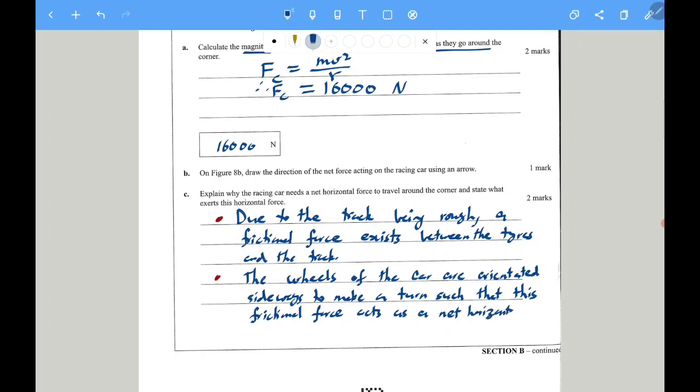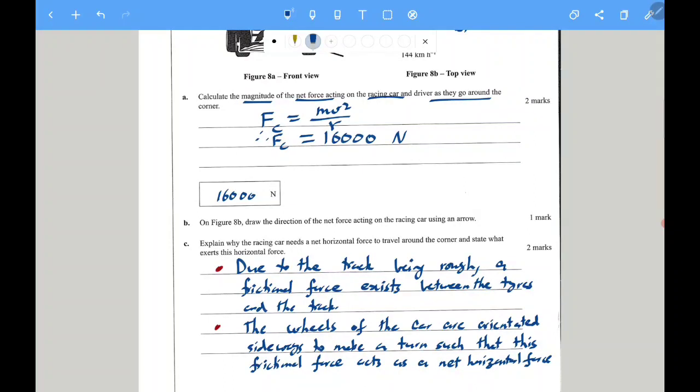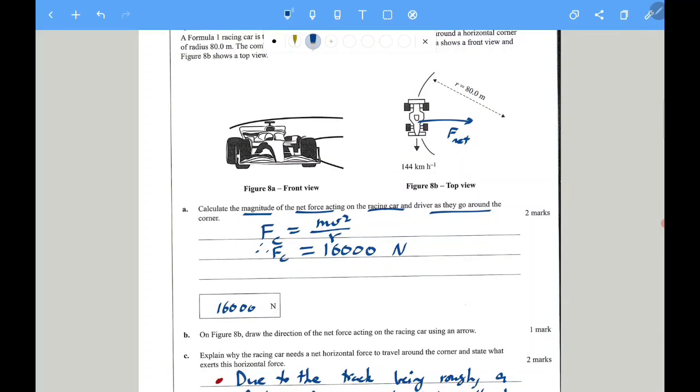Alright, so these are the 2 points that will give you your 2 marks. Due to the track being rough, a frictional force exists, and the wheels of the car are orientated sideways, so they have to tilt sideways, right? You have to turn your wheel around. You can't have your wheels straight forwards to make a turn. So you need to tilt your wheels around to make a turn, such that the friction between the wheels and the track acts as this horizontal force, right, as we can see here.